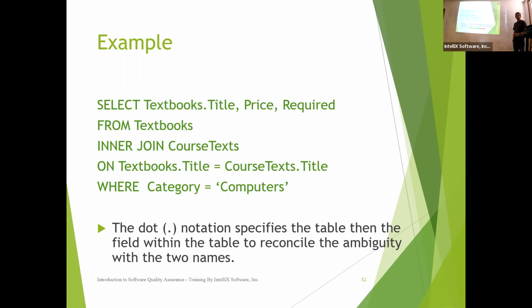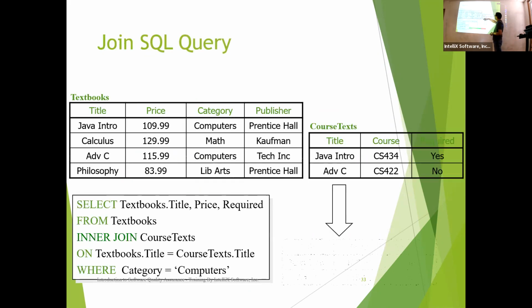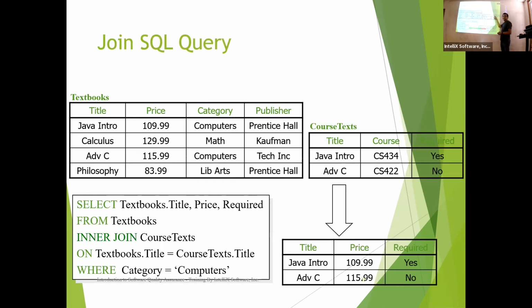So, my question is, required is in the course text, not in the textbook, but how does it know? Remember, this field belongs to course text only. Required, course belongs to course text only. Price belongs to textbooks only. It does not exist in both tables. But title belongs to both tables.